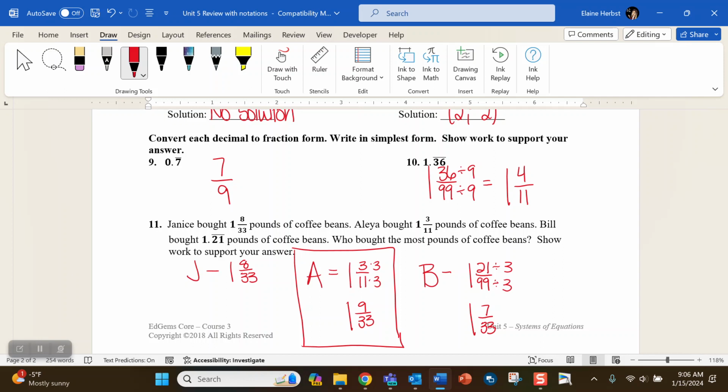So right now Aaliyah has purchased more than Janice. But now we need to look at Bill. Bill bought 1 and 21 repeating hundredths. So 21 over 99, that's 2 repeating digits, so over two 9s. Both of these numbers are divisible by 3. 21 divided by 3 is 7, and 99 divided by 3 is 33. So he purchased 1 and 7/33 pounds. So we can see there that Aaliyah is still the most.